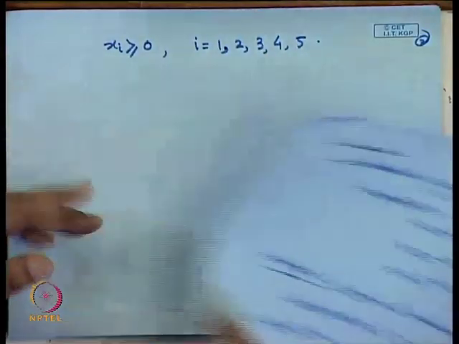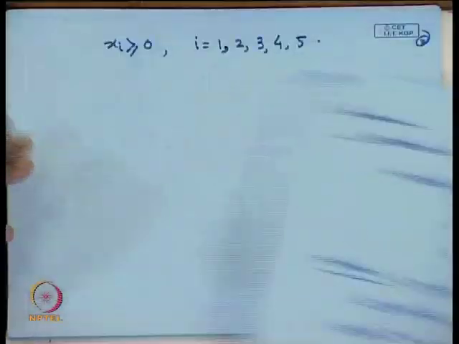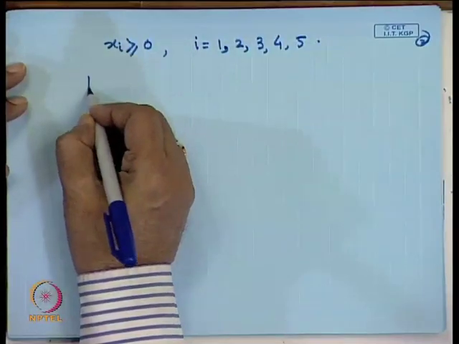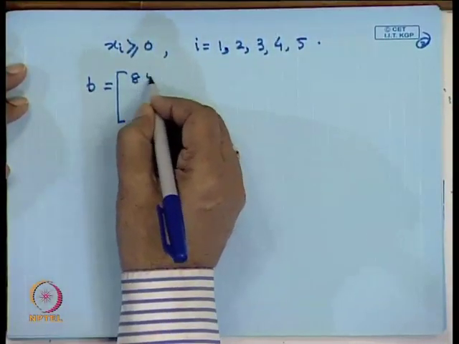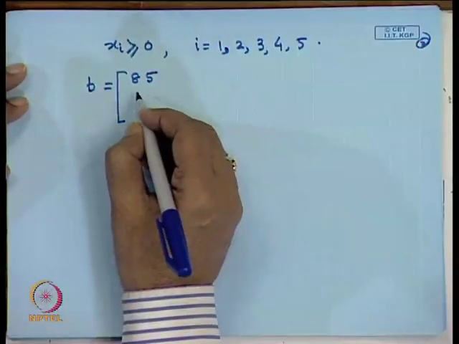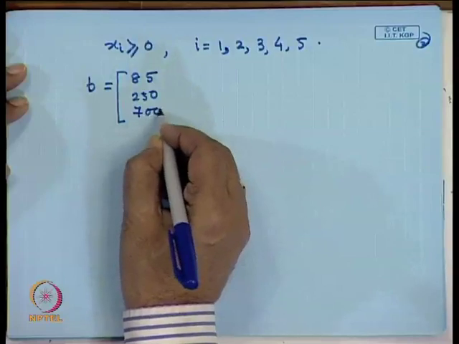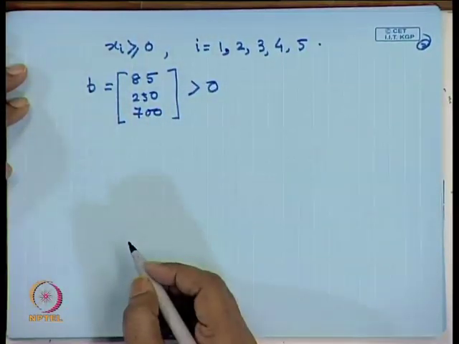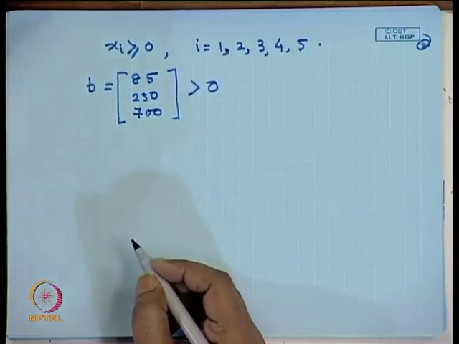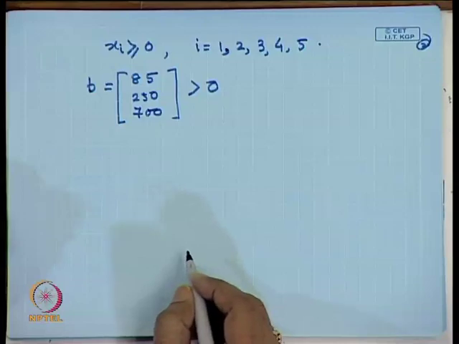If you see the right hand side of the equality constraints, that is b, which we denoted by a vector earlier, it is 85, 250, then 700, and each component of this vector is greater than 0. So we have converted this problem into a standard LP problem.